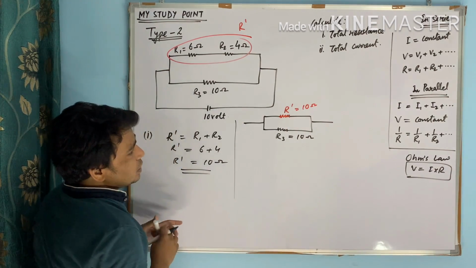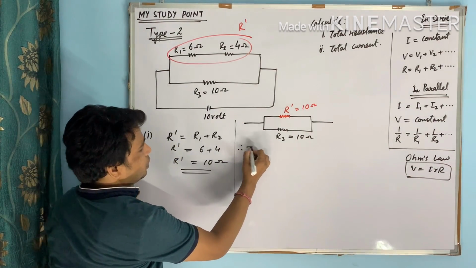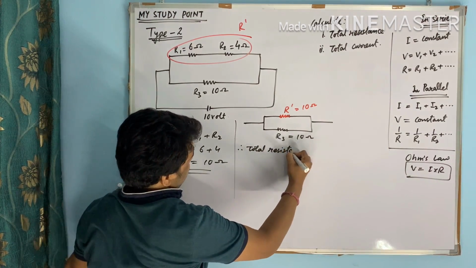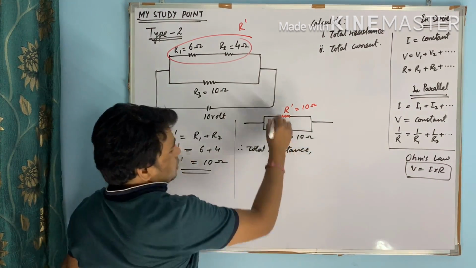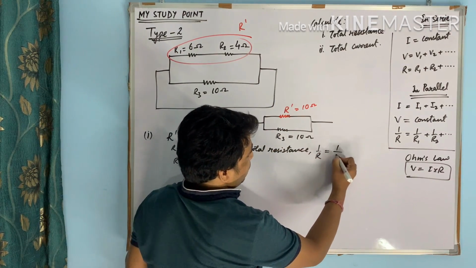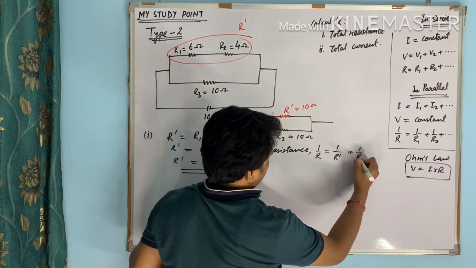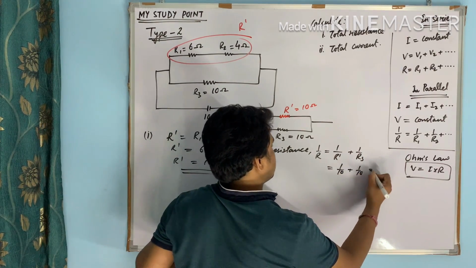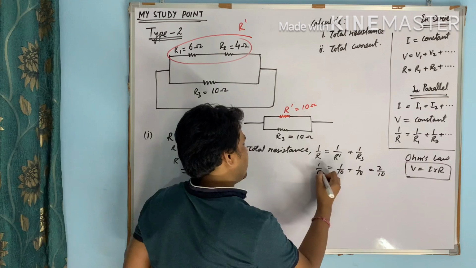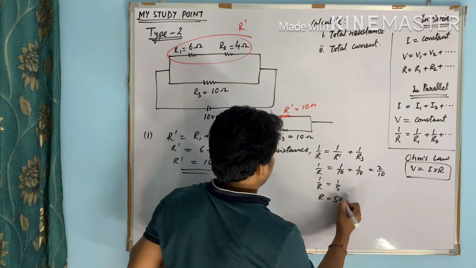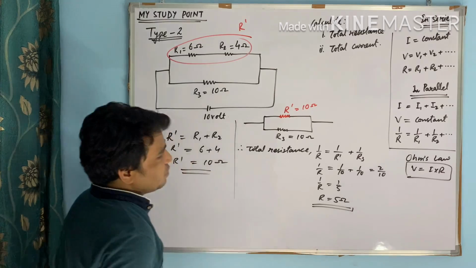Now for the total resistance, since these two are in parallel now, 1 by R is equal to 1 by R dash plus 1 by R3. That is 1 by 10 plus 1 by 10, this is 2 by 10, so 1 by R will be 1 by 5, so resistance will be 5 ohm. So the total resistance is 5 ohm.